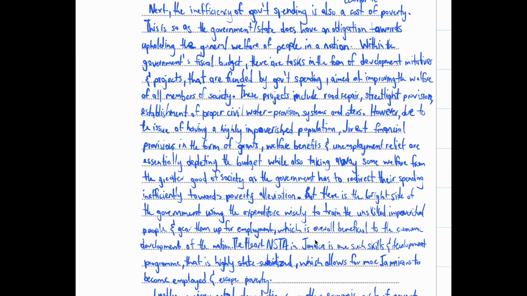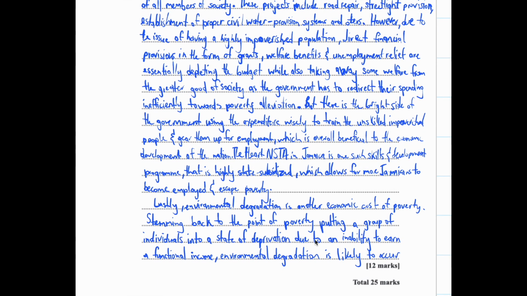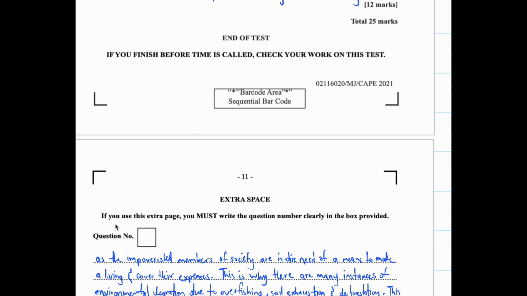And lastly, we have environmental degradation. So, environmental degradation is another economic cost of poverty, stemming back to the point of poverty putting a group of individuals in a state of deprivation due to an inability to earn a functional real income. Environmental degradation is most likely to occur as the impoverished members of society are in dire need of a means to make a living and cover their expenses.